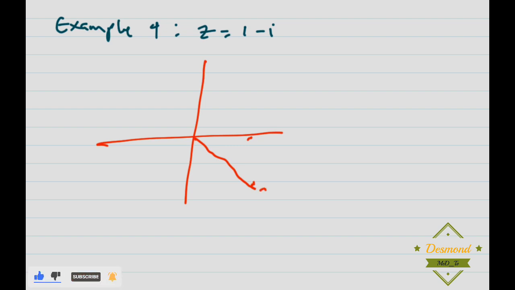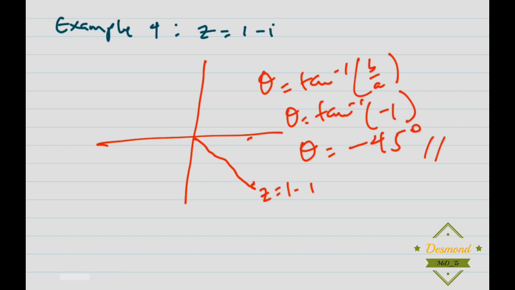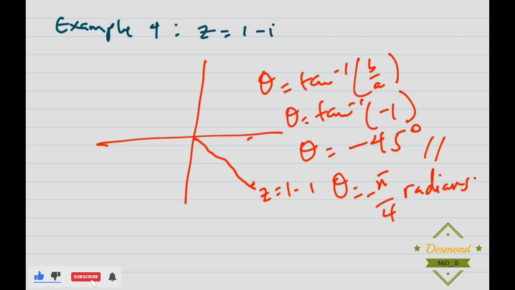So when you do it, you have z, 1 minus i. So theta is simply tan inverse of b over a. And when you do it, you get theta equals tan inverse of negative 1. So theta is going to be negative 45 degrees. Very, very simple. And theta is negative pi on 4 radians. Very simple. I hope you understood it.